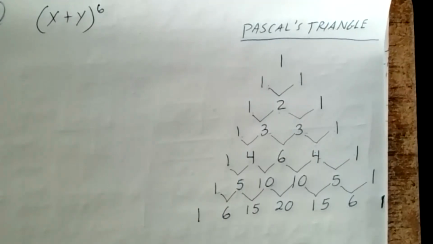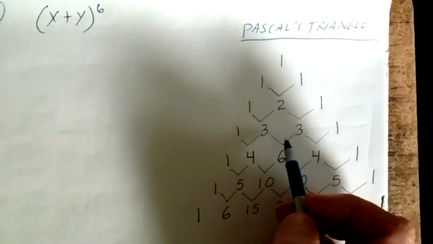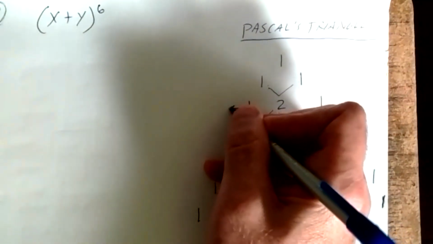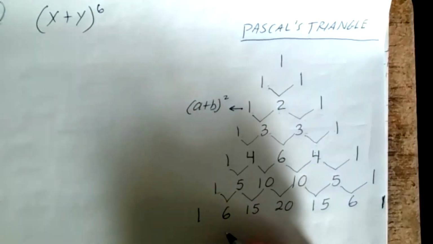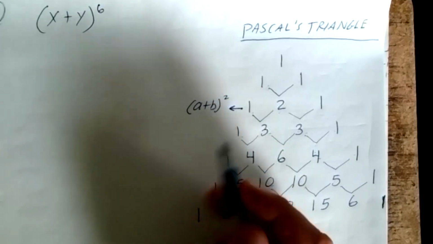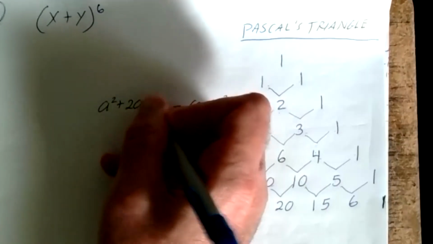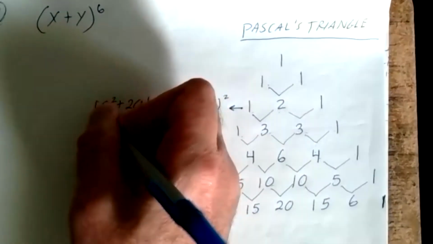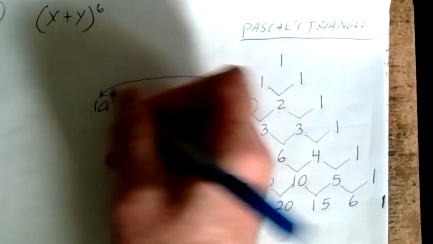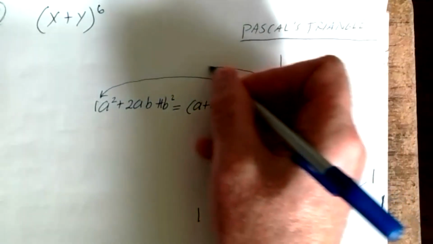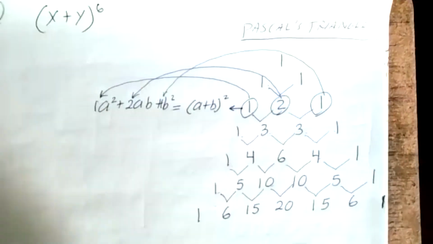And what do we use this for? Well, what it's used for is to raise binomials to powers. For instance, this row would be raising a binomial to the second power. If you take a plus b and expand it out, you can see that you would get a squared plus 2ab plus b squared. Now, I want you to draw your attention here. You see this 1 here? This 1 is the leading coefficient here. This 2 is the coefficient in front of the middle term. This 1 here is the coefficient in front of the b squared.